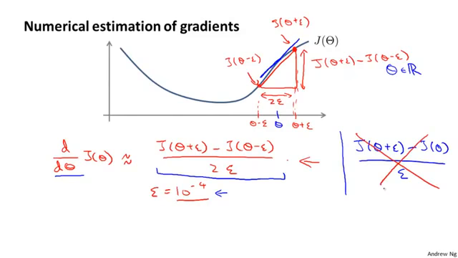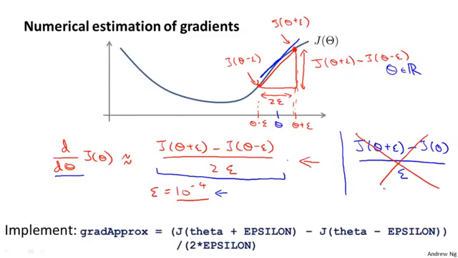So concretely, what you implement in Octave is the following. You implement code to compute gradApprox, which is going to be our approximation to the derivative, as just this formula, J of theta plus epsilon minus J of theta minus epsilon divided by 2 times epsilon. And this will give you a numerical estimate of the gradient at that point. And in this example, it seems like it's a pretty good estimate.